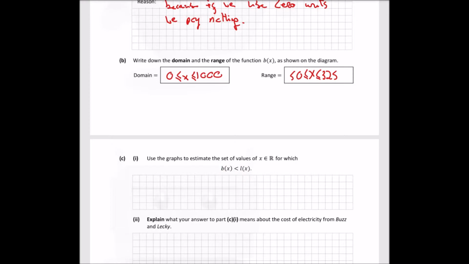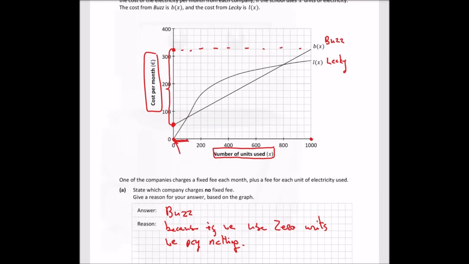Use the graph to estimate the set of values for which bx, which is Bose, is less than Lecky. So where is Bose less than Lecky? Let's see. Bose is the straight graph, and Lecky is the curved one. So Bose is, well, it's higher than Lecky here, but it's less than Lecky in this bit here. It's underneath Lecky here, so it is less than it from here to here, and then it goes more than it again.